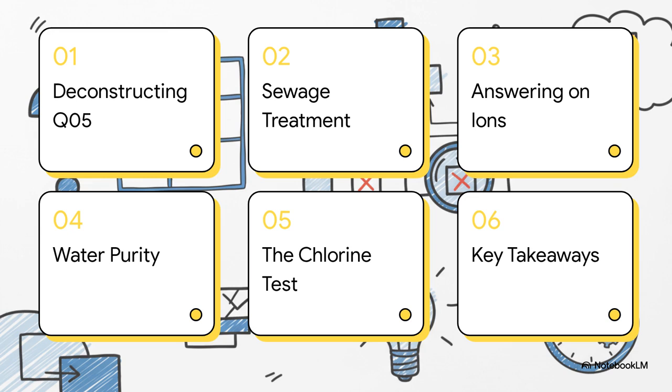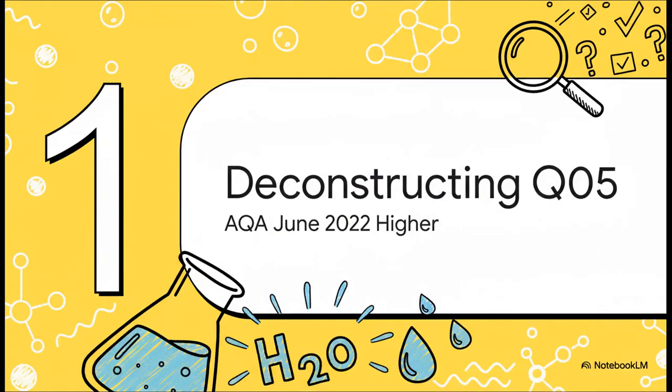We're going to break down question 05 piece by piece. We'll look at what a perfect answer looks like, according to the official mark scheme. And then we'll zoom out and look at the big picture strategies that you can apply to pretty much any exam question. So, we're diving into the official AQA GCSE Chemistry higher tier paper from June 2022, and we are laser focused on just one thing, question 05, which is all about the chemistry of water.